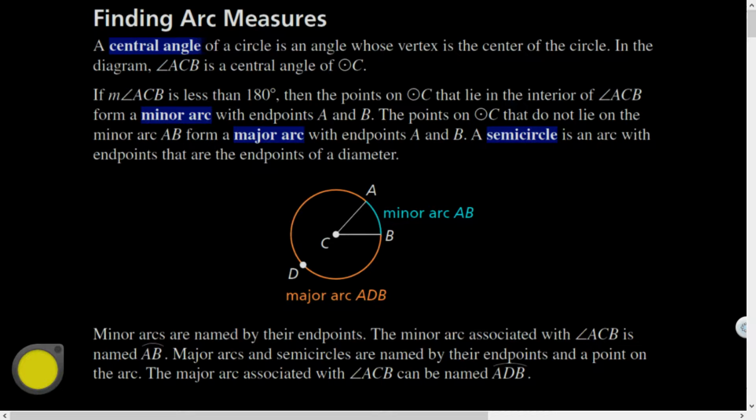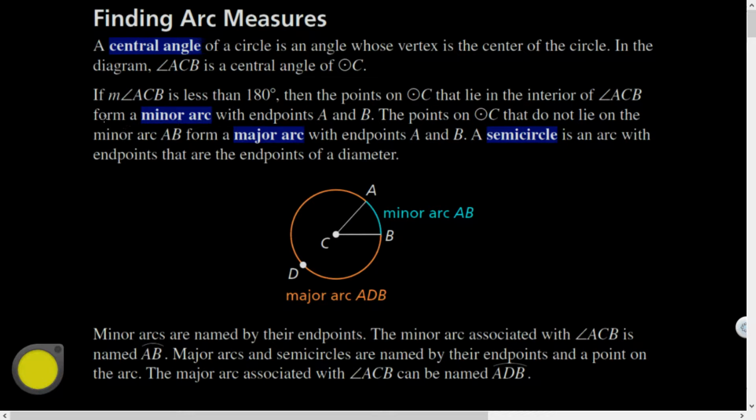A central angle of a circle is an angle whose vertex is the center of the circle. In the diagram, angle ACB is a central angle of circle C.